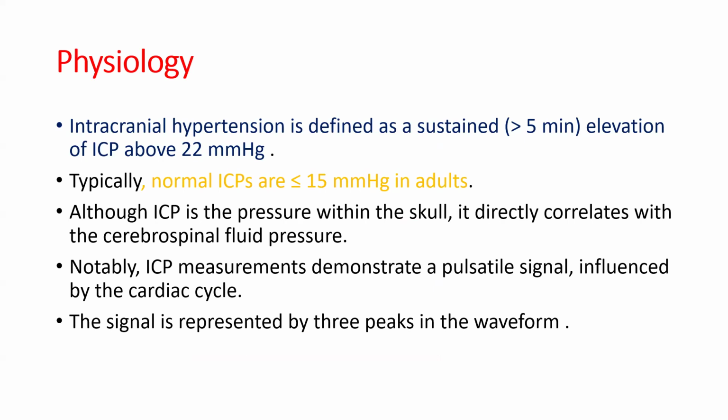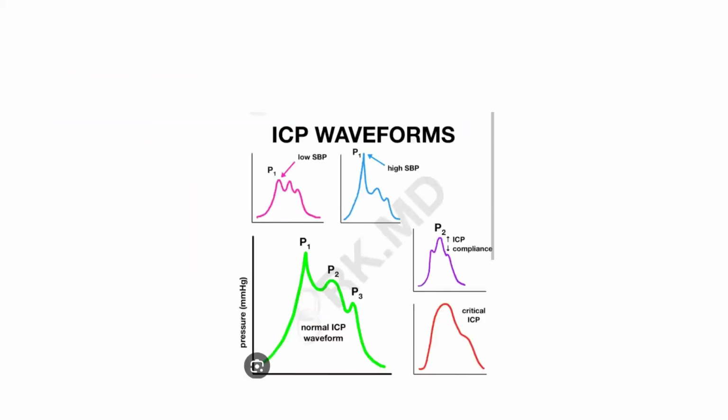Raised intracranial hypertension is defined as sustained elevation in the ICP above 22 mmHg. Typically, normal ICP is less than 15 mmHg in adults. Although ICP is the pressure within the skull, it directly correlates with the cerebrospinal fluid pressure. Notably, intracranial pressure measurement demonstrates a pulsatile signal influenced by the cardiac cycle. The signal is represented by 3 peaks in the waveform.